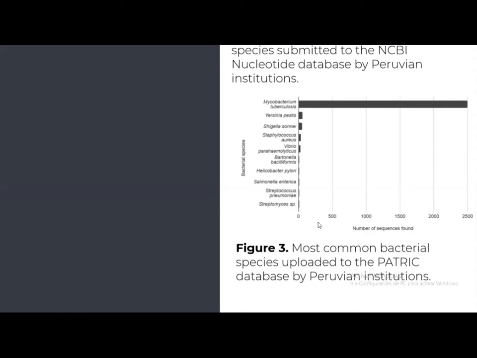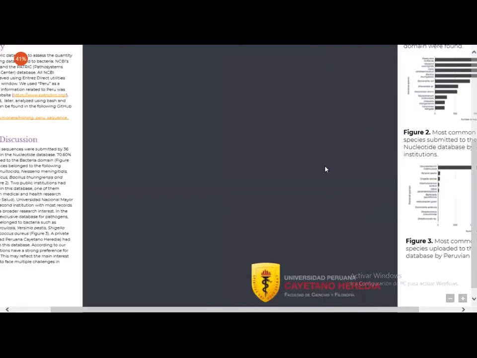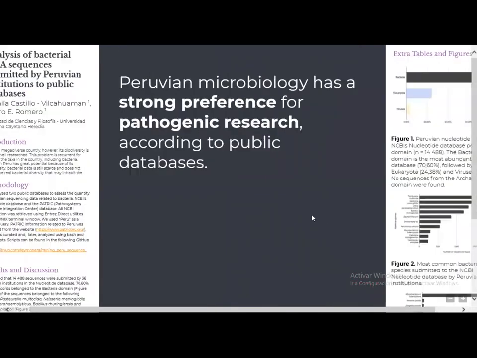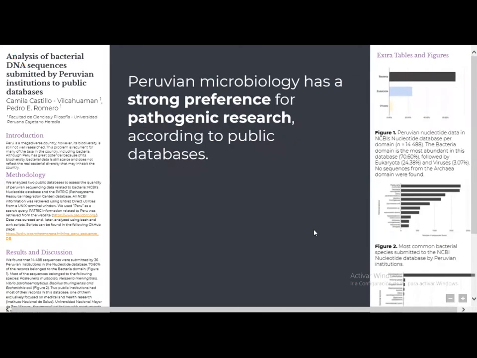We found that in the PATRIC database, the Peruvian institution that had most of the records was a private institution. So, our aim in this study was to, as I said before, characterize Peruvian microbiology. And we found that Peruvian microbiology has a strong preference for pathogenic research, according to all the data that has been uploaded.